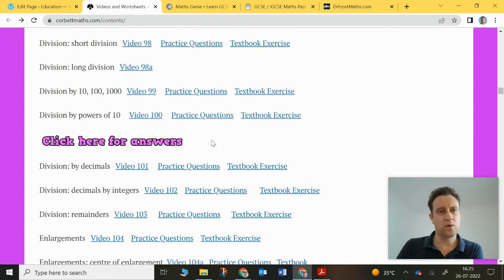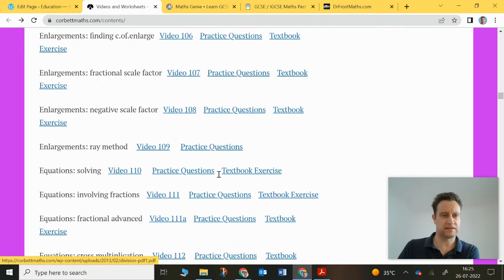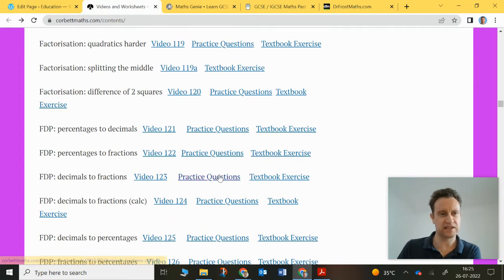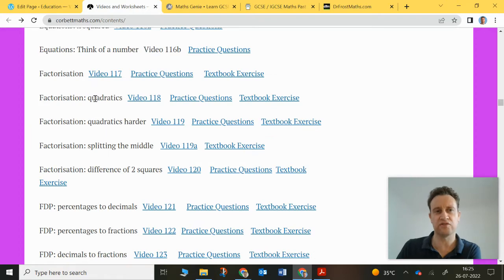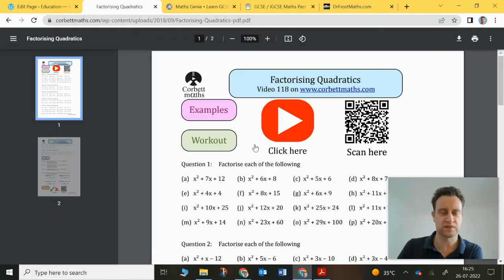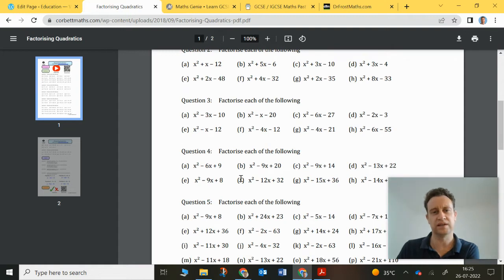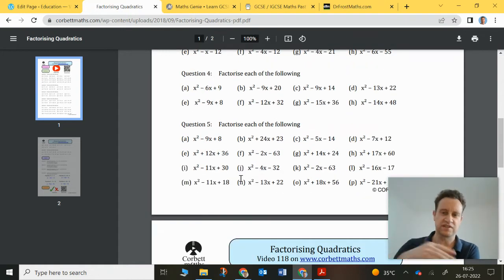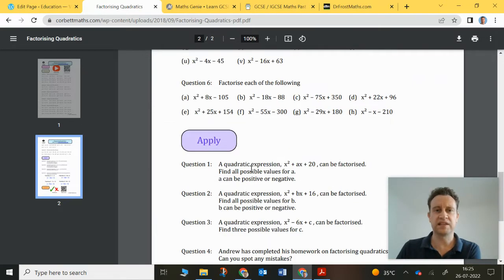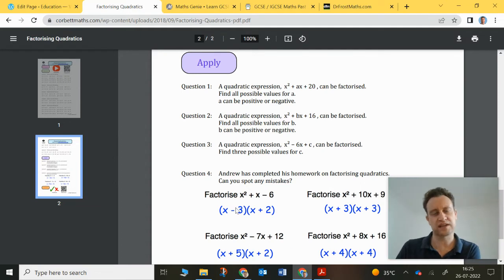Okay, they also have on here, let's look at something else. Let's just look at something random. Let's look at factorization of quadratics. They also have a textbook exercise here as well. So let's have a little look at this one. And so there are tons of practice questions here which you can have a go at. So much more than just the 15 odd questions which were given in the exam style practice. And there's some really nice apply style questions here as well. So ones in context or just asked a bit differently.